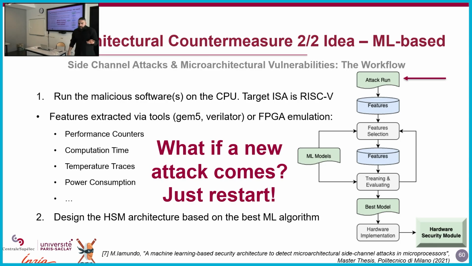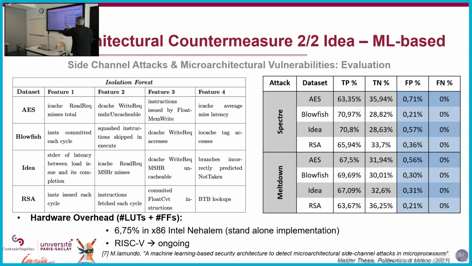The power of this approach is that if a new attack comes, we can just restart from the beginning. Here are some rates from an implementation, so it's a work in progress. We were implementing a standalone hardware module dealing with the x86 architecture, and those were the rates we got. So we found some features to monitor, and those were the rates: false positives, false negatives, true negatives, and so on. The RISC-V implementation is ongoing.